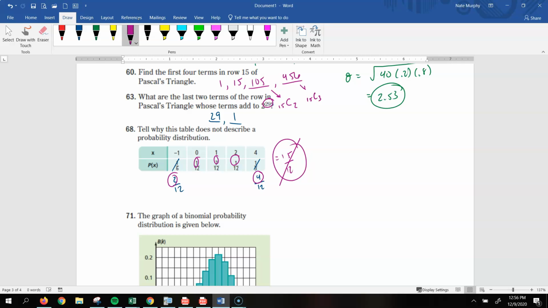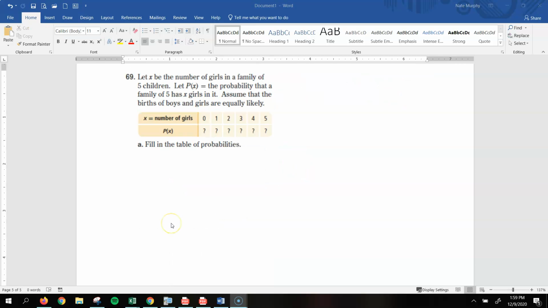So that is not a binomial or probability distribution because it doesn't add up to be 1 exactly. All right, let's look at number 69, part A. For this one, it says, let x be the number of girls in a family of 5 children. Let p of x represent the probability that a family has x girls in it. Assume that the birth of boys and girls are equally likely.